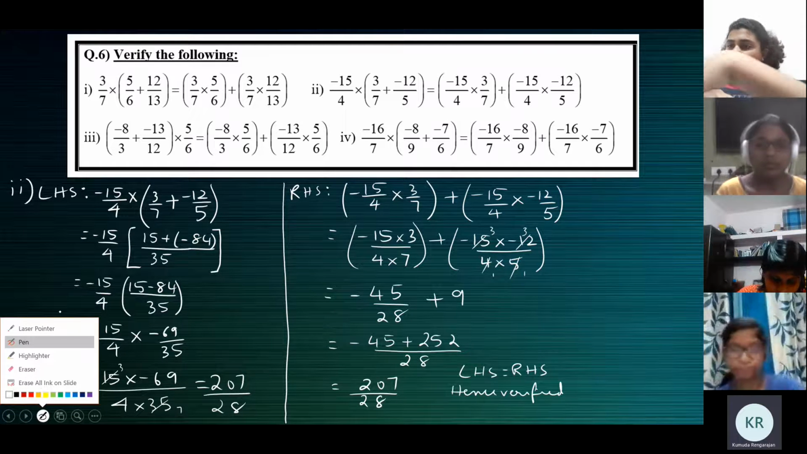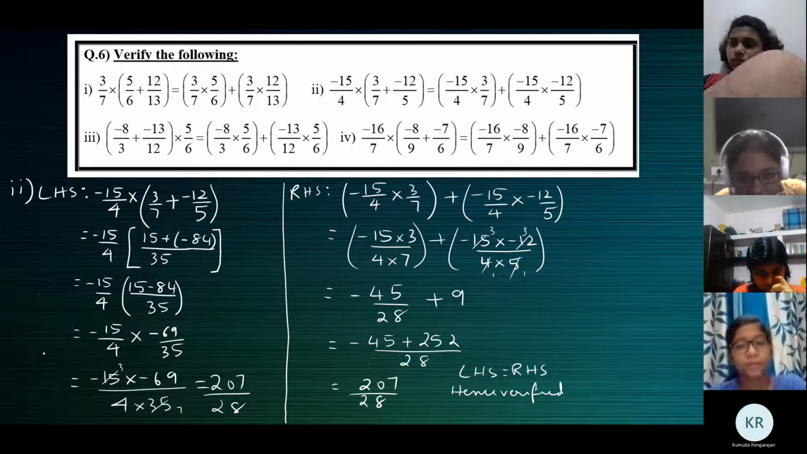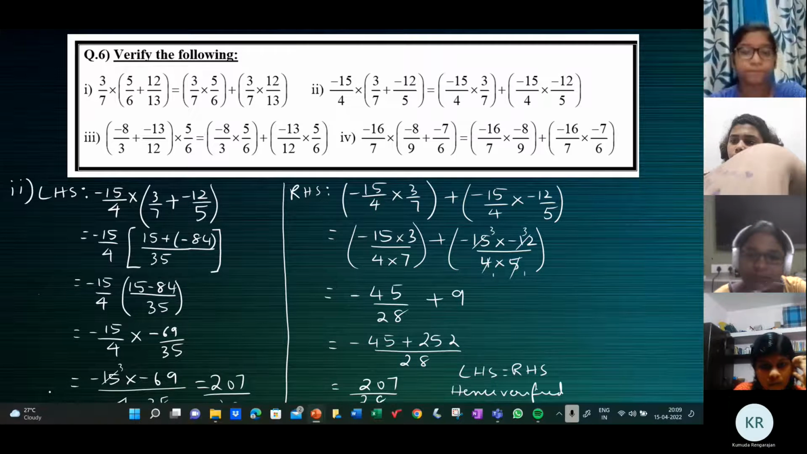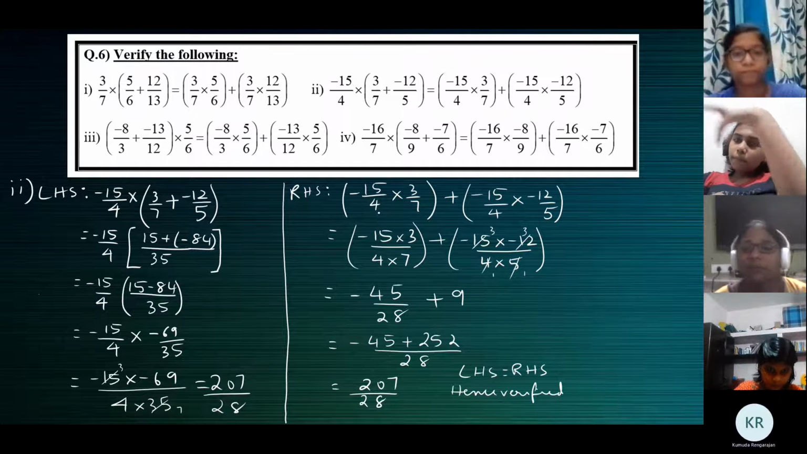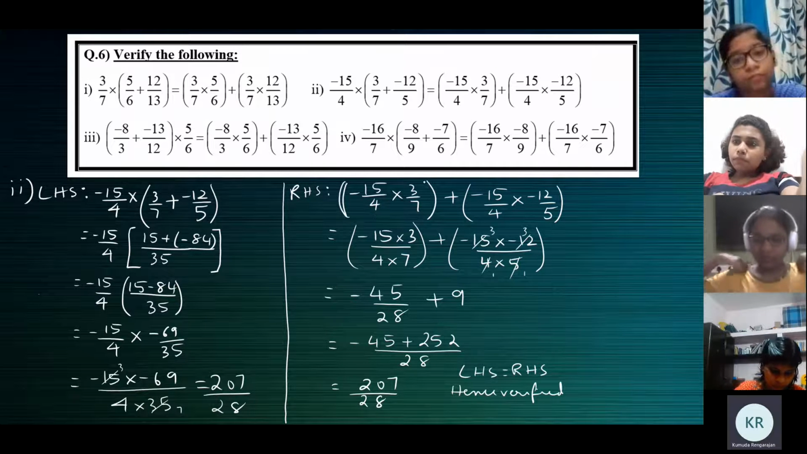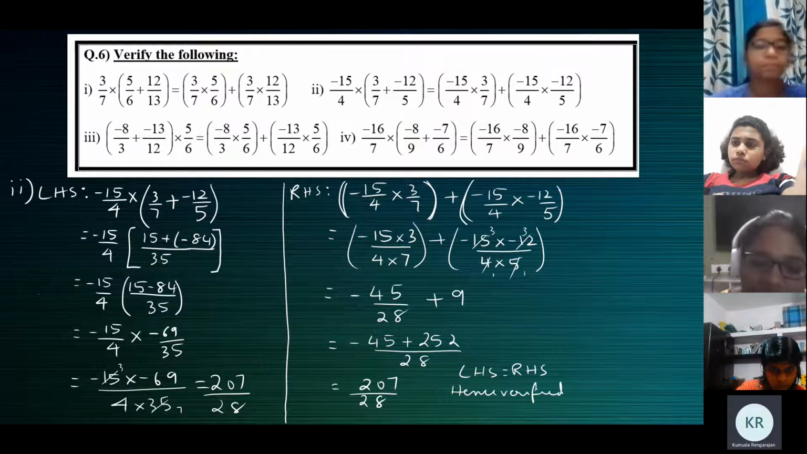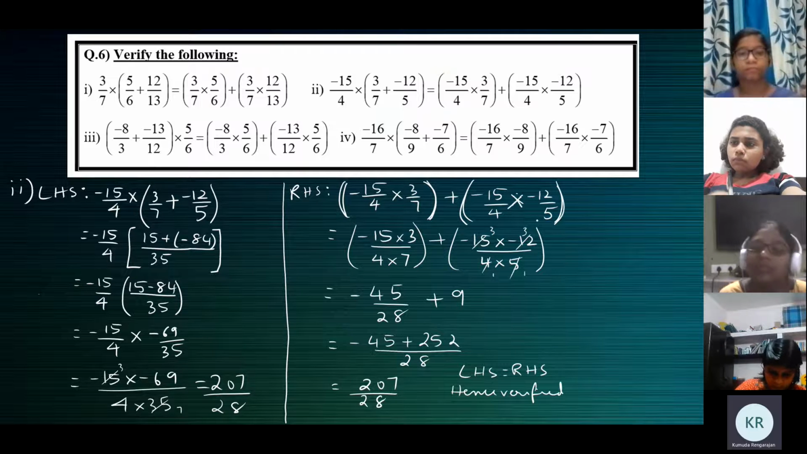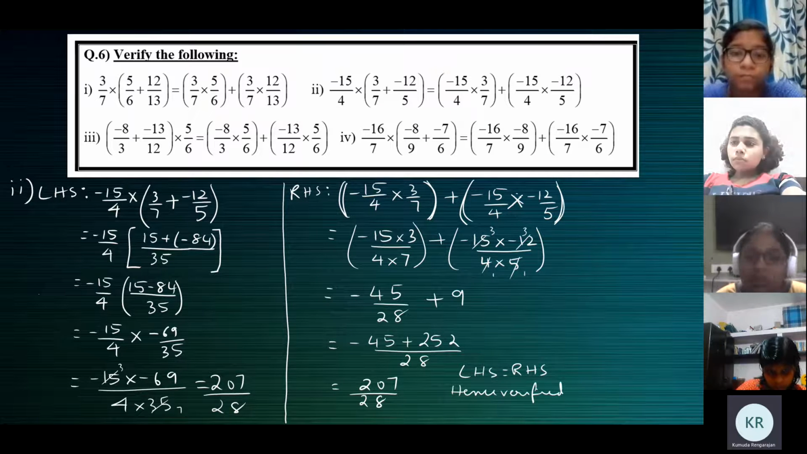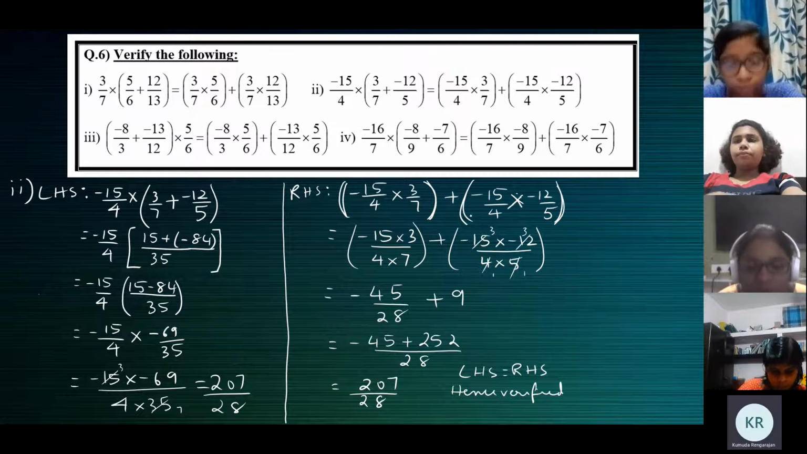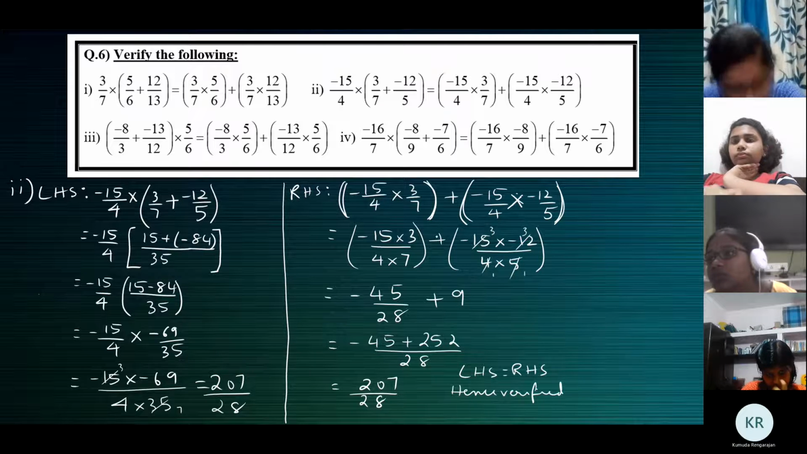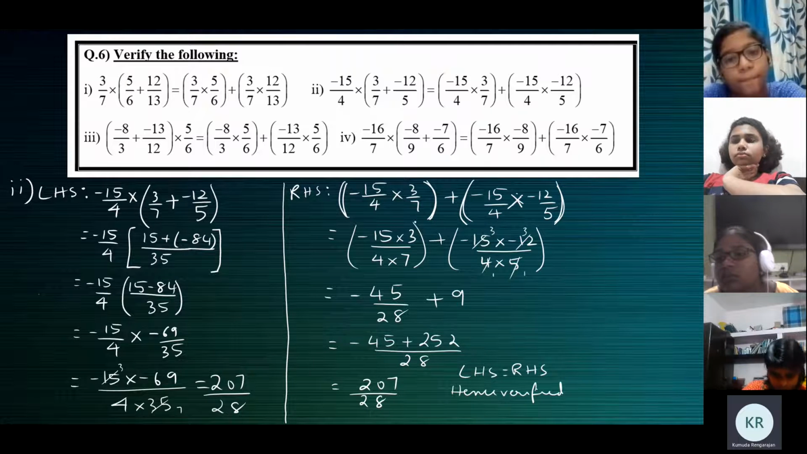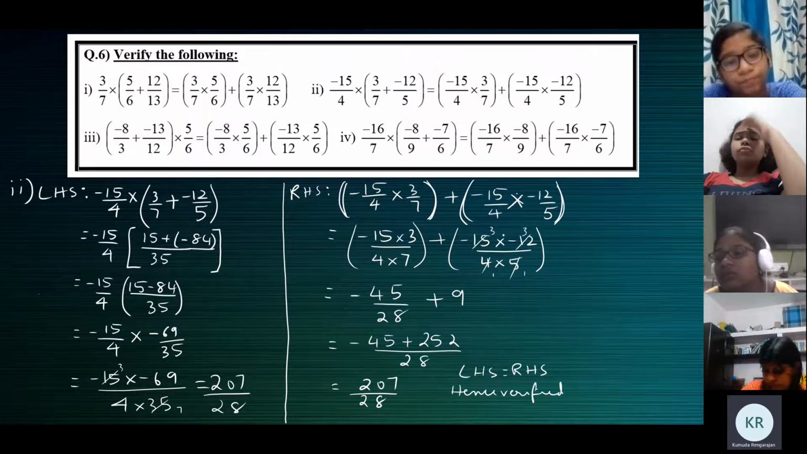Can I clear the slide? Have you finished writing this? Yes, ma'am. Okay. So in the RHS, in the first bracket, we have a product of two rationals. In the second bracket also, we have a product of two rationals. We have to multiply two rational numbers and find their products.